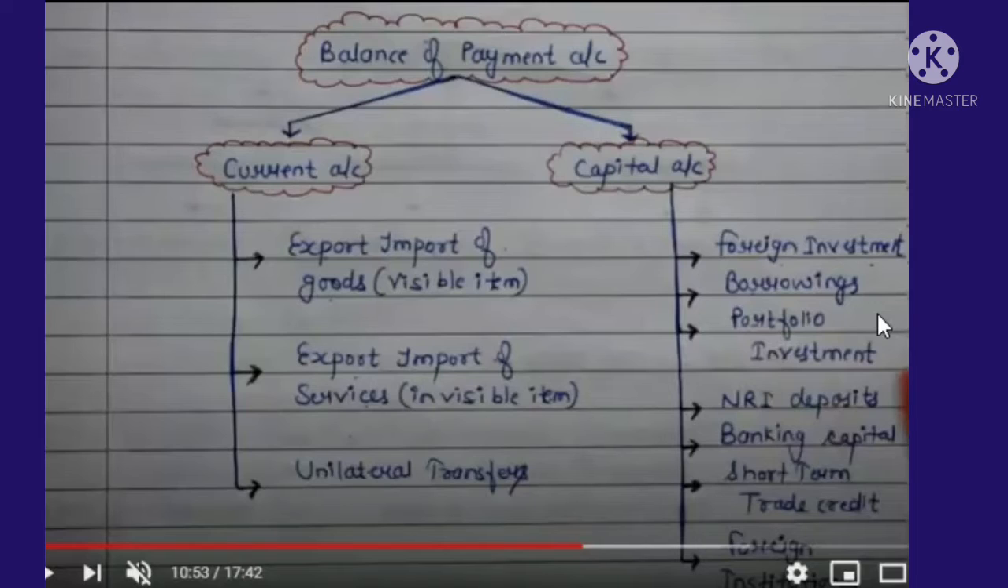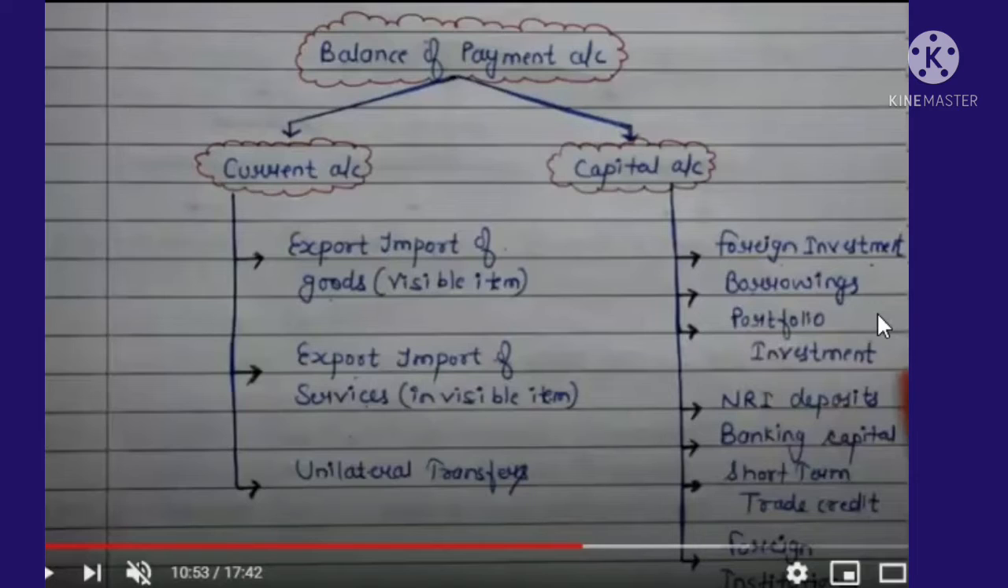Under this, purchase of assets abroad is recorded on the negative or debit side, and sale of assets is recorded on the positive or credit side. So that's the same as the previous one.